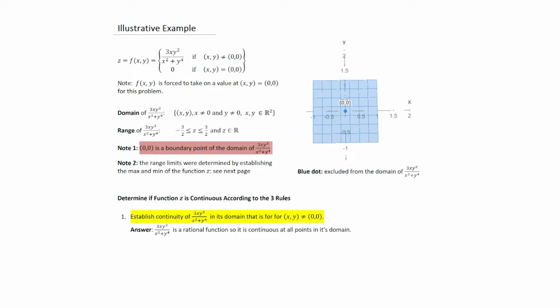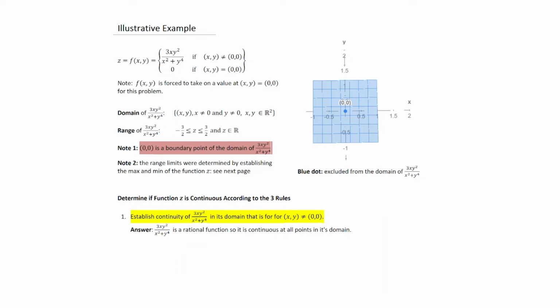Now, the range on this function is between minus 3/2 and 3/2. We will show this to be the case later. For the time being, just assume that it is the case. All right. We note that (0, 0) is a boundary point of the domain of 3xy squared divided by x squared plus y to the fourth.